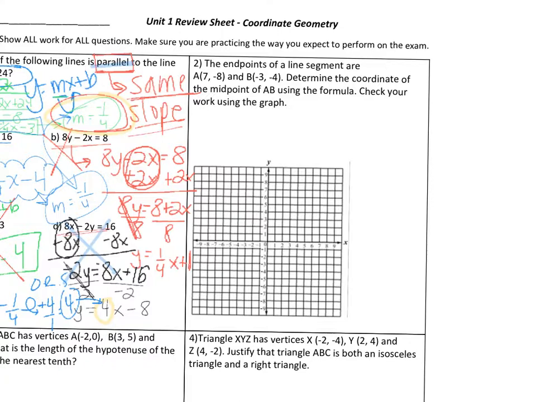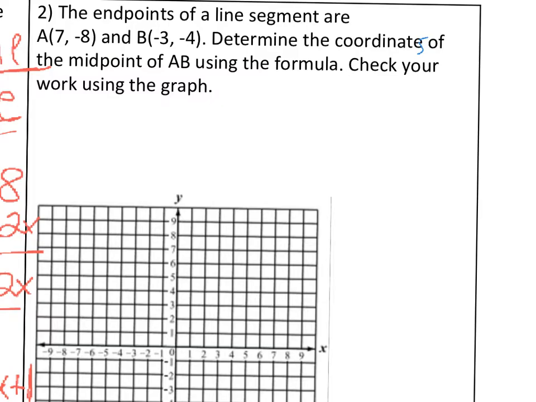Alright, we're going to move on now to question 2, which says the endpoints of a line segment are A, (7, -8), and B, (-3, -4). Determine the coordinates of the midpoint of AB using the formula. Check your work using the graph. A small typo here: this should say coordinates of the midpoint AB. When we hear this word coordinates, what we're looking for is an xy ordered pair, especially since they talked about a point, specifically the midpoint of AB.